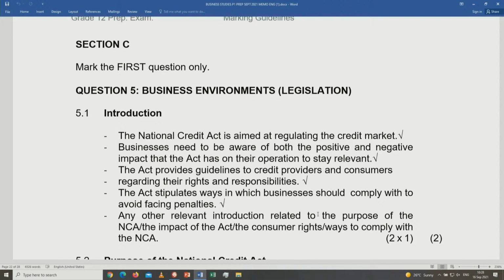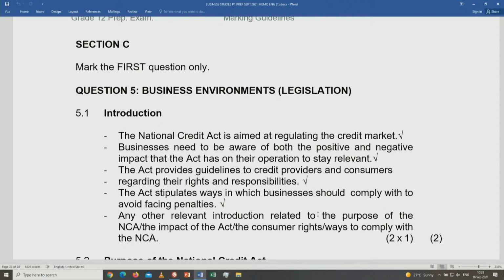Now, when you read those 4 introductory statements, they link to each and every bullet. The first one links with the first bullet on the purpose. The second one links with the impact. The third one links with the second bullet because it has got to do with the rights.